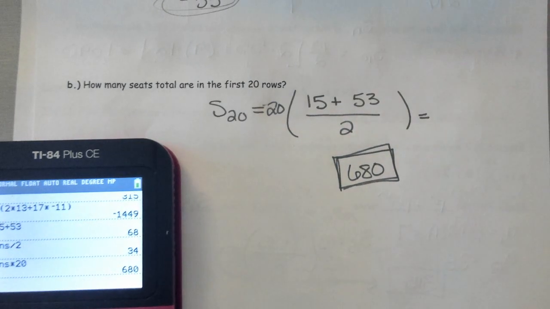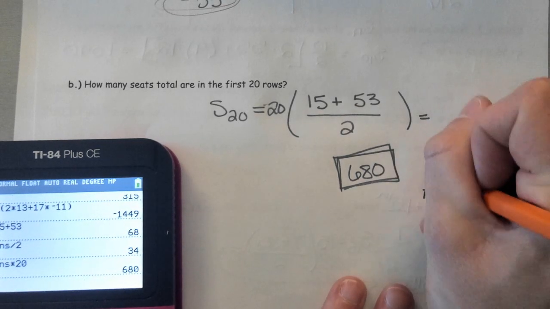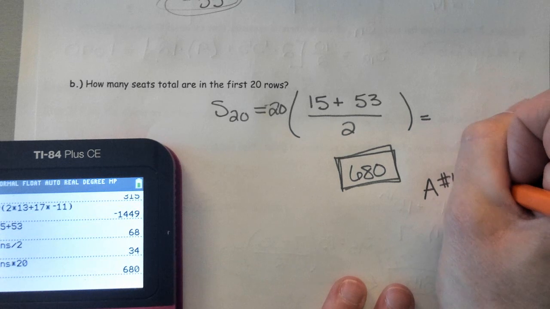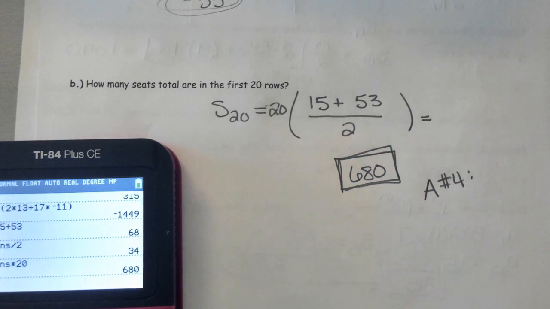Alright, you ready for homework? Be careful how you type it in. Make sure you find the 15 plus 53. Okay, got it? Make sure you add the top 2. Yes, order of operations matters. Make sure you're typing it in correctly.